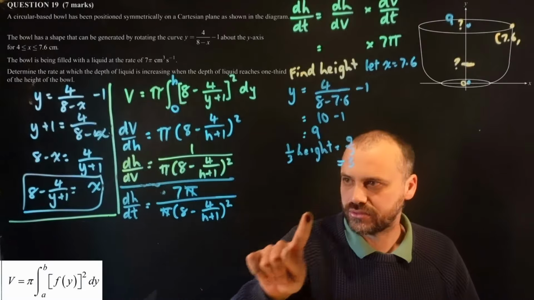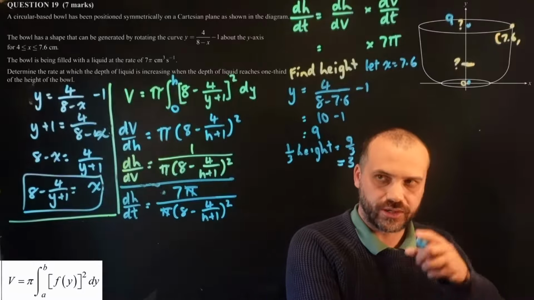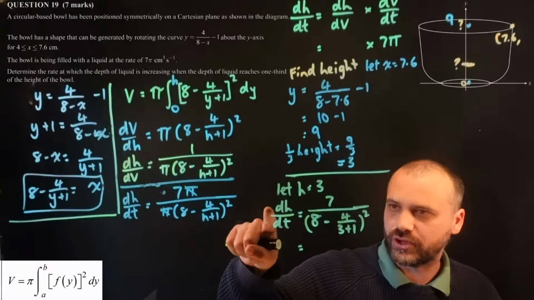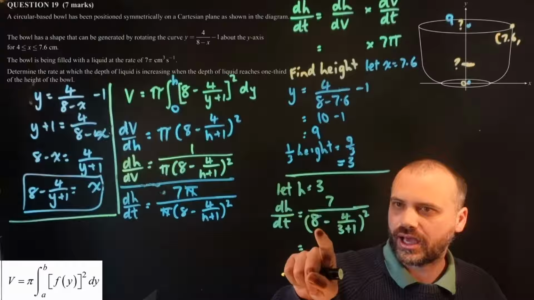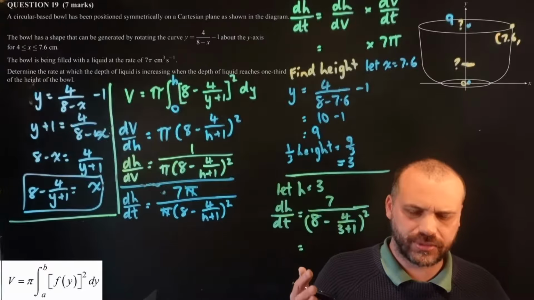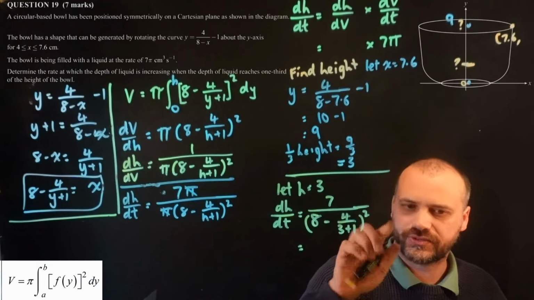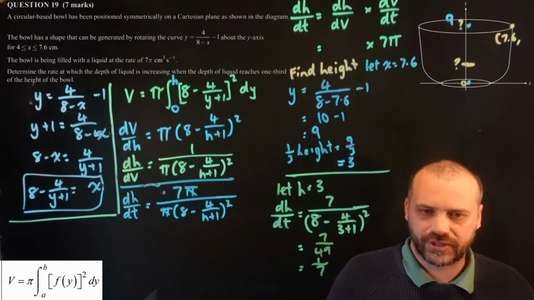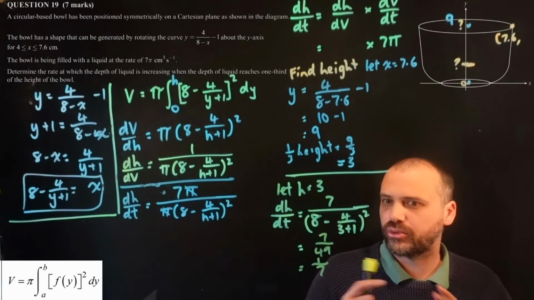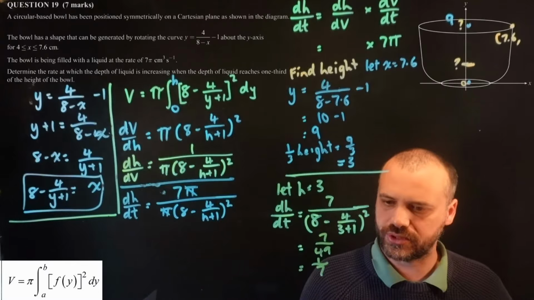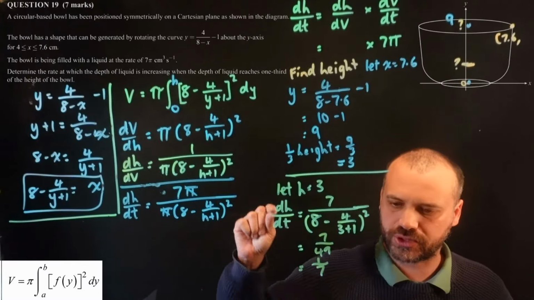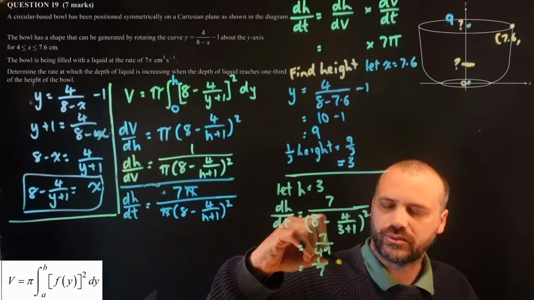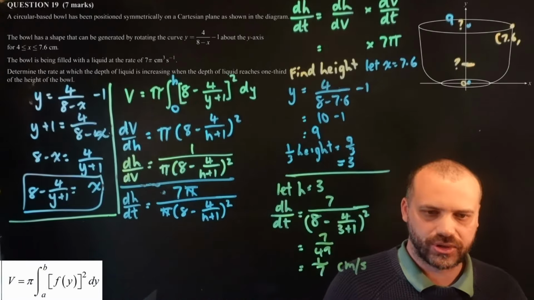So let's sub 3 into our height with respect to time formula. I'm letting h equal 3. The rate of change of the height with respect to time is equal to 7 over (8 minus 4/4, so 8 minus 1, that's 7) squared. So 7 squared is 49. 7 over 49, 1 over 7. 1 over 7 is my answer, but I probably need some units here. Let me hunt for some units. I have determined the rate at which the depth of liquid is increasing. We've got seconds and we've got centimeters. So 1/7 centimeters per second.